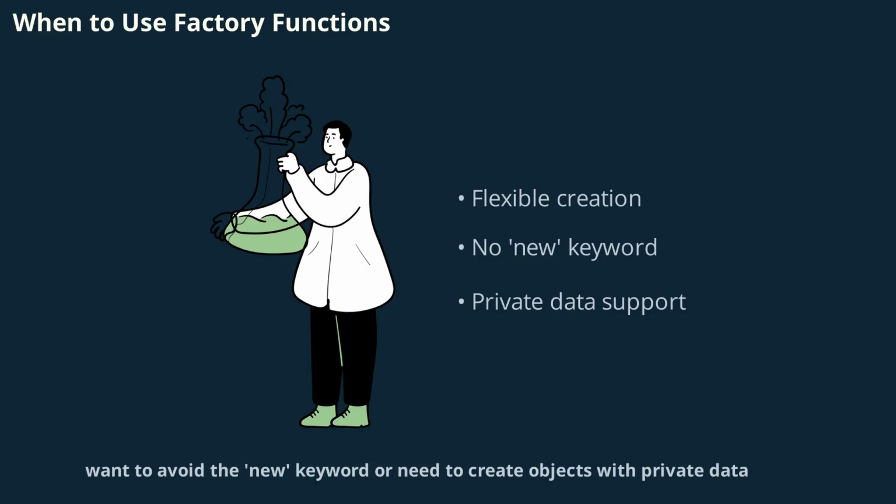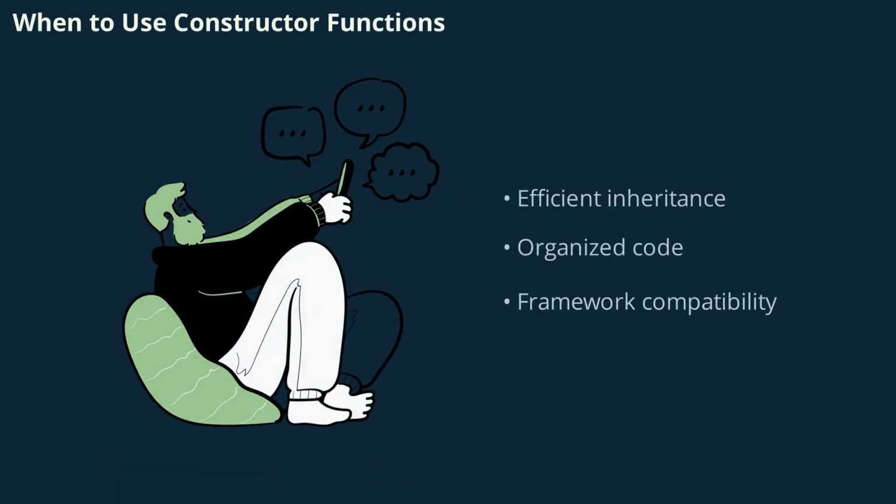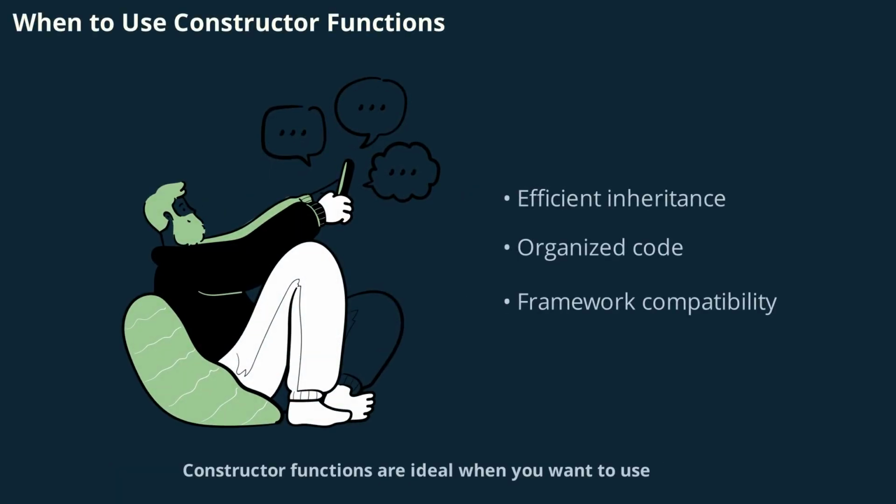They're also useful when you want to easily customize individual objects. If you're working with functional programming or want to avoid some of the quirks of this, factory functions are a solid choice. Constructor functions are ideal when you want to use JavaScript's prototype system for efficient memory use and easy inheritance. They're also a good fit if you're building complex object hierarchies or using frameworks that expect constructors.